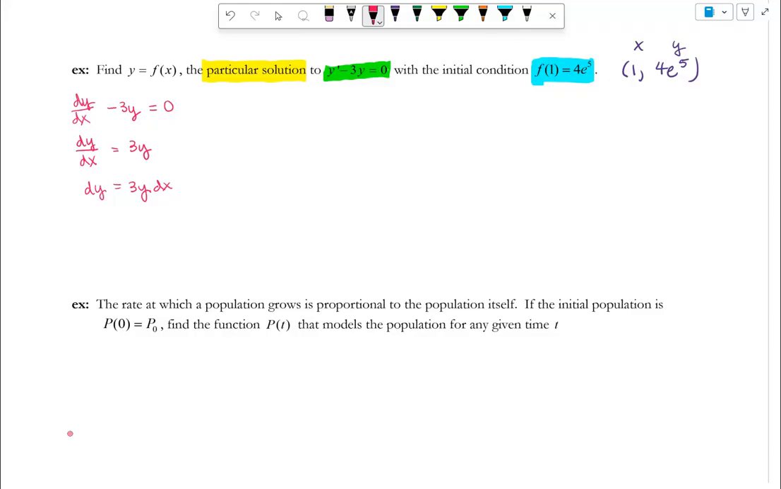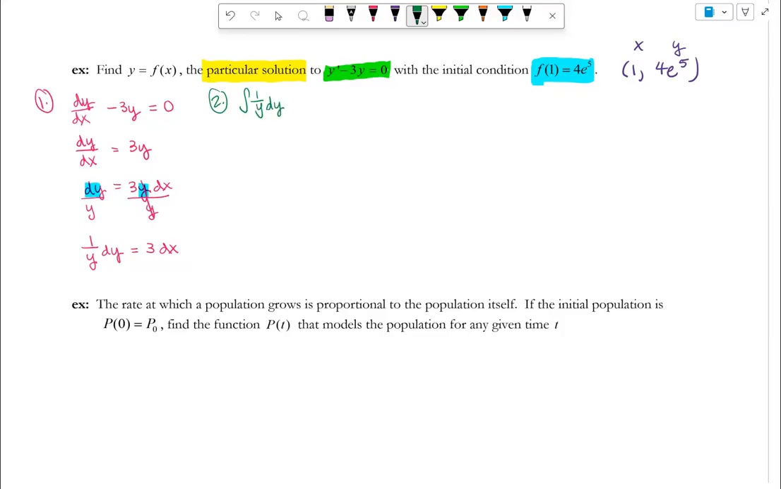But I need all my y junk on the same side, so I need to at least divide both sides by y. If you wanted to divide both sides by 3y, you could also do that. I'm going to leave the 3 on the right. So I'm going to write this as 1 over y dy equals 3 dx, and we have successfully separated our variables. So that's all step 1. Step 2, we're going to integrate.